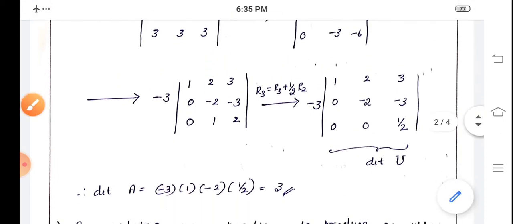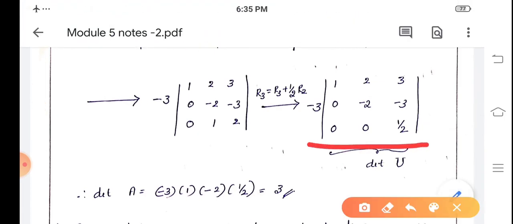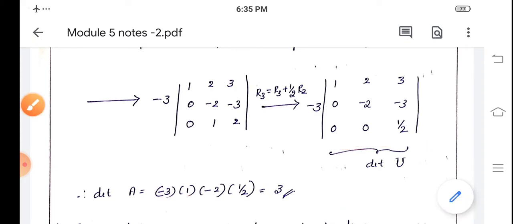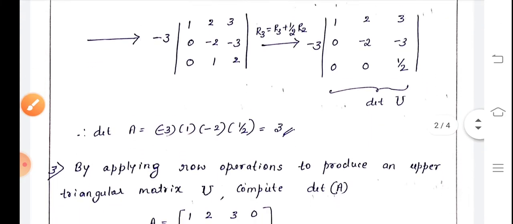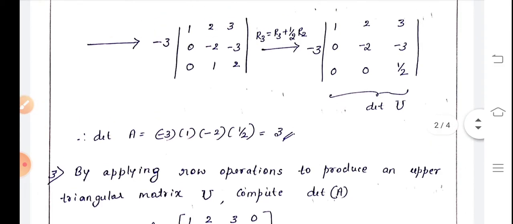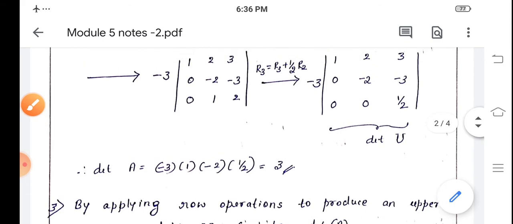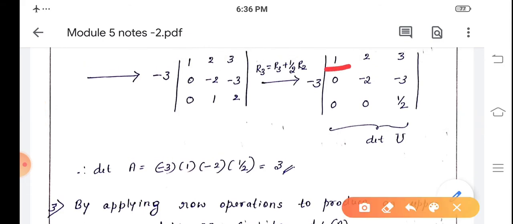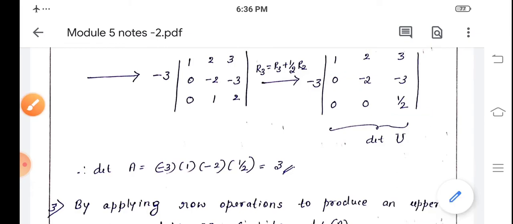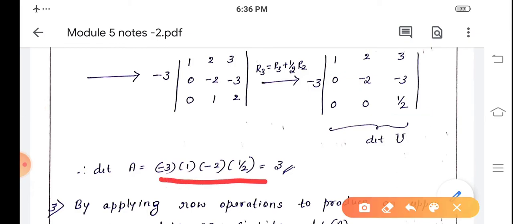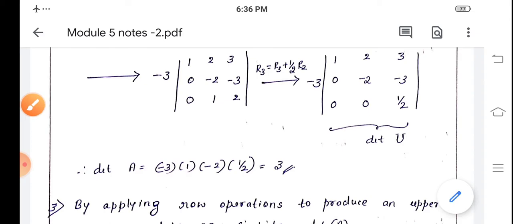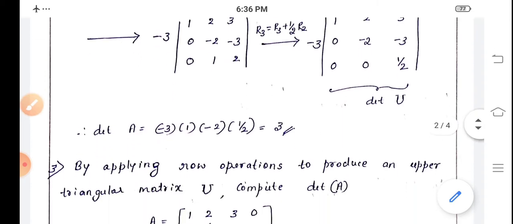That is minus 3 into determinant 1, 2, 3, 0, minus 2, minus 3, and last row 0, 0, half. This is upper triangular form, so it is a determinant of U. Now by the property of determinant, determinant A is equal to minus 3 into product of the pivots, that is 1 into minus 2 into half. That will be minus 3 into 1 into minus 2 into half, that gives 3. So determinant of A equal to 3.